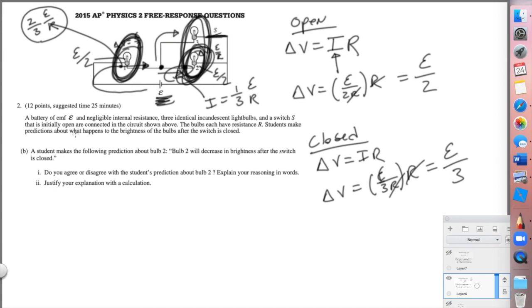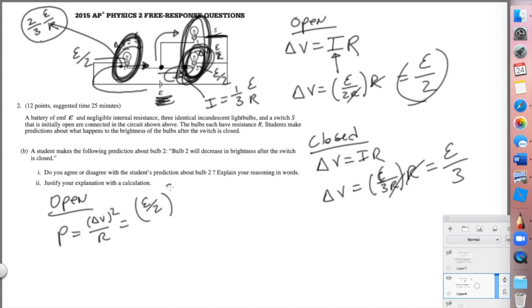Okay, so let's put this into power now. With the switch open, we're focusing on bulb number 2. So for switch open, power is voltage squared over R. When the switch was open, the voltage across bulb number 2 was E over 2, right? That's what we have right here, squared over R. And then that is going to simplify down to 1/4, basically 1/4 E squared over R.